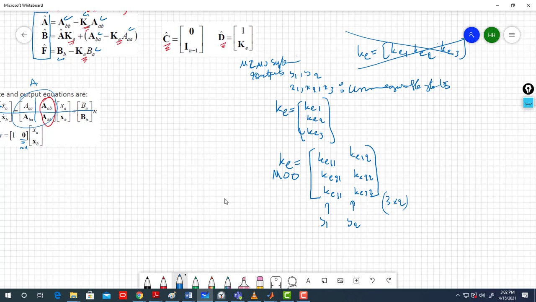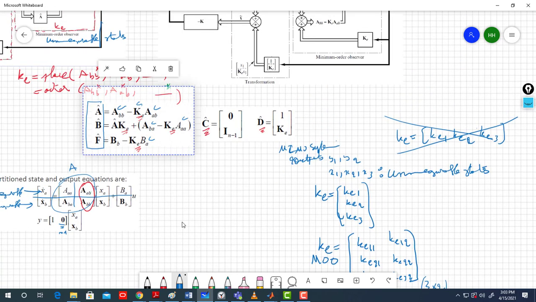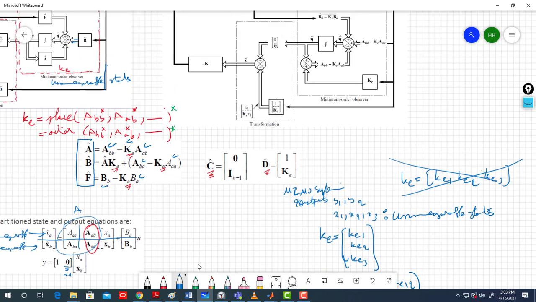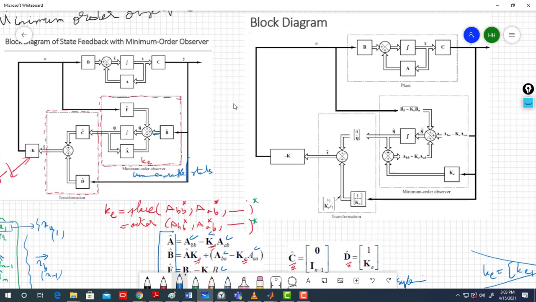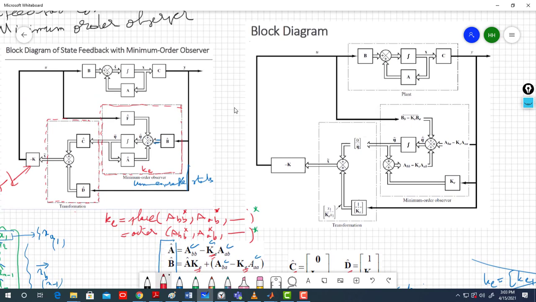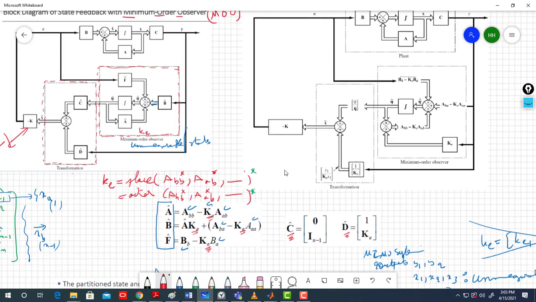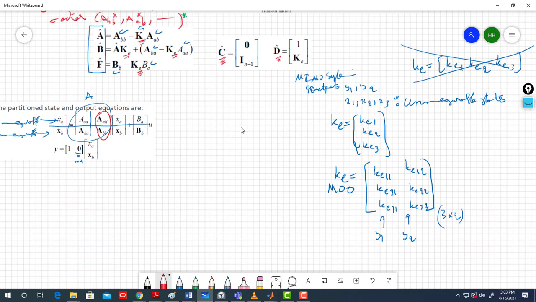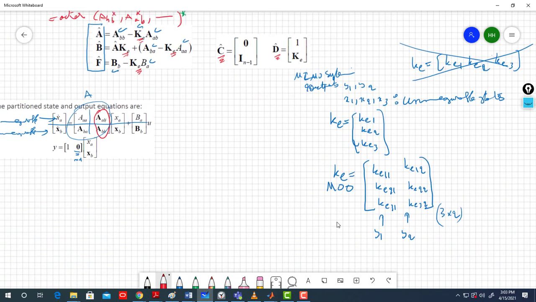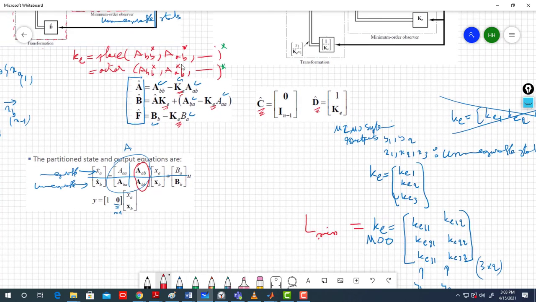By the way, minimum order observer is abbreviated by MOO. Okay, so then let's learn this abbreviation. MOO. Minimum order observer. So that's the KE for your minimum order observer. Sometimes in some textbooks you find it called Luenberger, meaning the minimum order observer. So it's a symbol at hand. Just know how to find it this way.